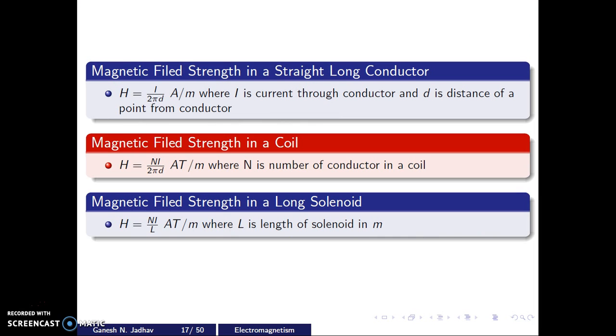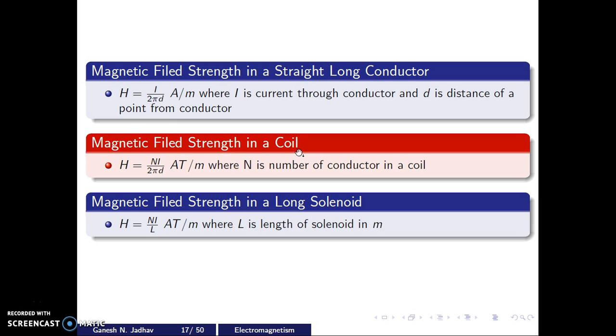So let us understand the magnetic field strength in a straight conductor. In case of a straight conductor, there are no number of turns, as N is equal to 1. So H is equal to I divided by 2 pi d, where d is the distance of a point from the conductor. So I divided by 2 pi d. That is, magnetic field strength in a straight conductor is measured in terms of ampere per meter, because number of turns is equal to 1.